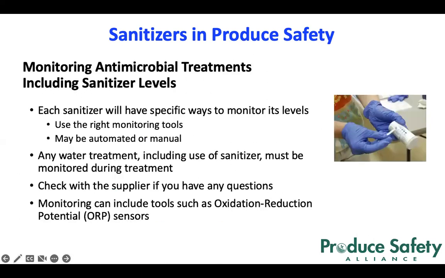Each sanitizer will have its own specific approach to monitoring. So when you are using sanitizers, you have to monitor antimicrobial treatments, including the sanitizer levels. Any water treatment, including use of sanitizer, must be monitored during treatment. This is actually required by the Food Safety Modernization Act produce safety rules. You have to monitor the sanitizer levels so that no chemical hazard will be introduced into the fresh produce. So those are the sanitizers.